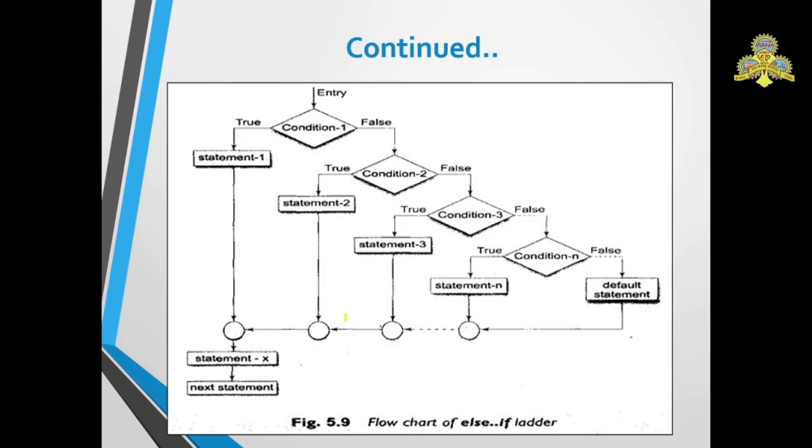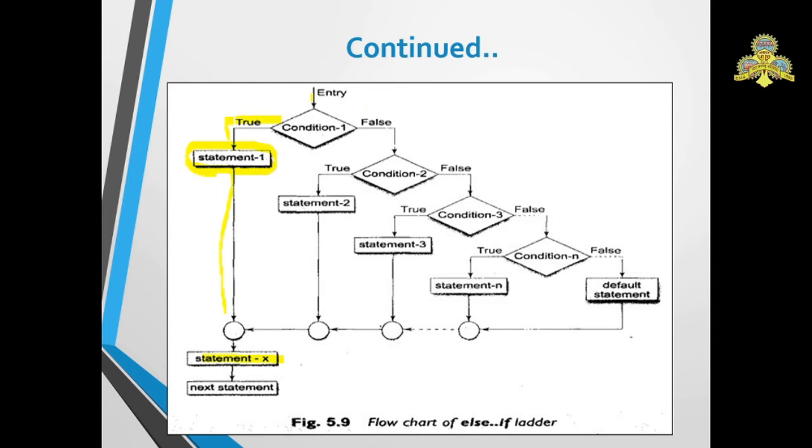This is a flow chart for the else if ladder. See here, this is the entry part for decision making. Here we are checking condition 1. If condition 1 becomes true, then its true part, that is statement 1, will be executed. And the control is transferred to statement X.